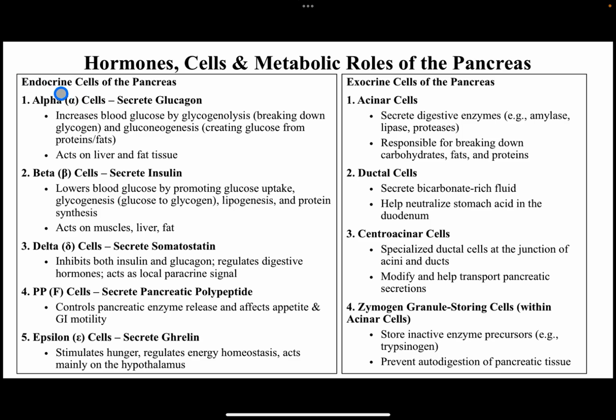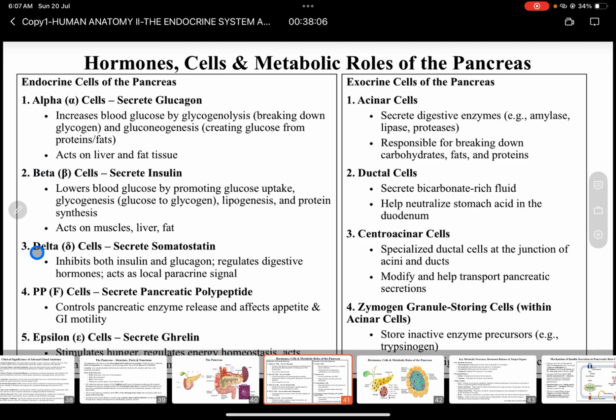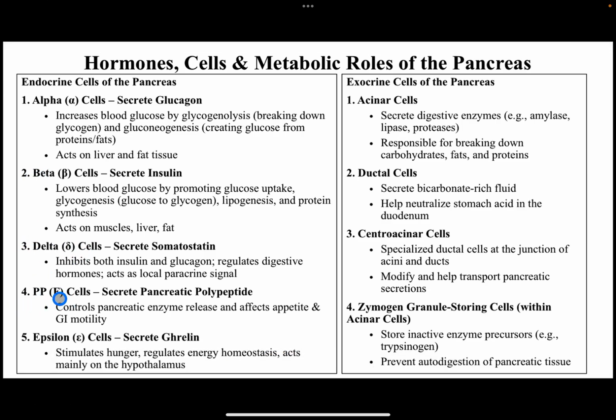So now let's focus on the endocrine cells of the pancreas. Here we'll be looking at the various cells in the pancreas. We will look at both the endocrine cells and the exocrine cells of the pancreas. But our focus is more on the endocrine pancreas because we are looking at the endocrine system. With the endocrine cells of the pancreas, we have about 5 endocrine cells. We have the alpha cells, the beta cells, the delta cells, the PP or F cells, and then the epsilon cells.